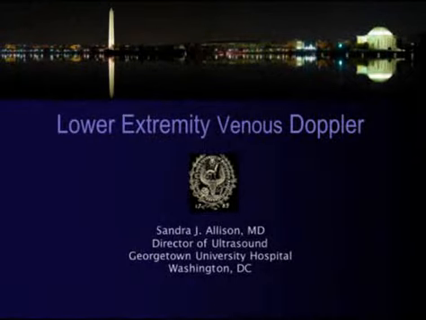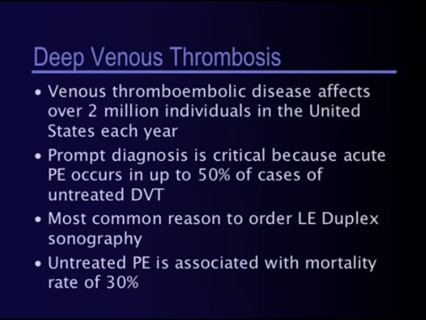Okay, this talk is about deep venous thrombosis and its evaluation. Even though this is not the favored study of most sonographers or radiologists, it is important because prompt diagnosis of thromboembolic disease is critical, as it may lead to acute pulmonary embolism. Pulmonary embolism can occur in up to 50% of cases of untreated DVT, and as such, it is the most common reason to order lower extremity duplex studies.